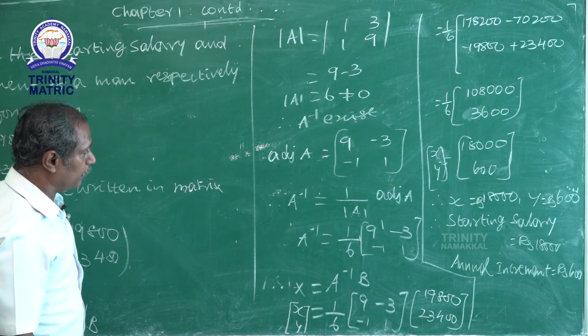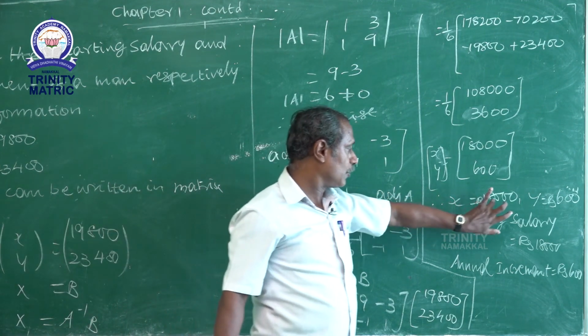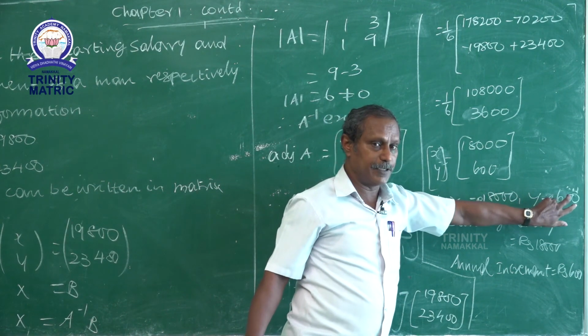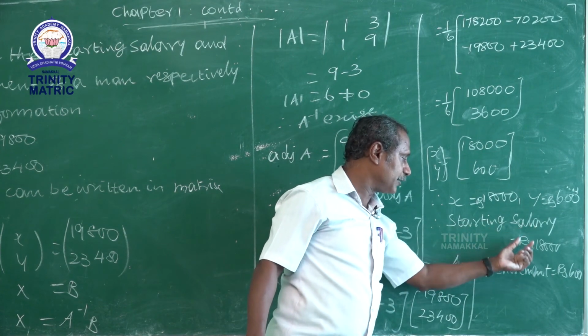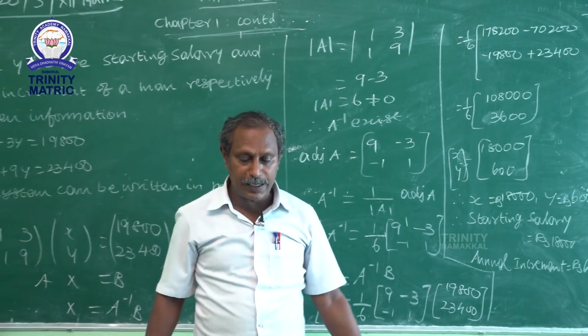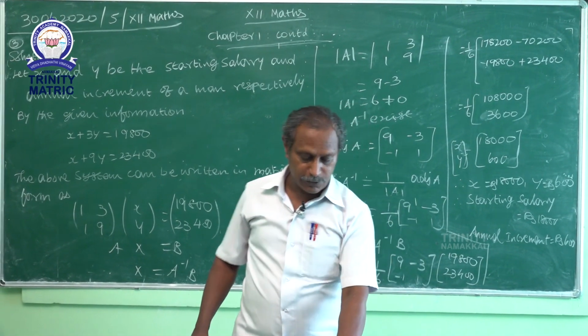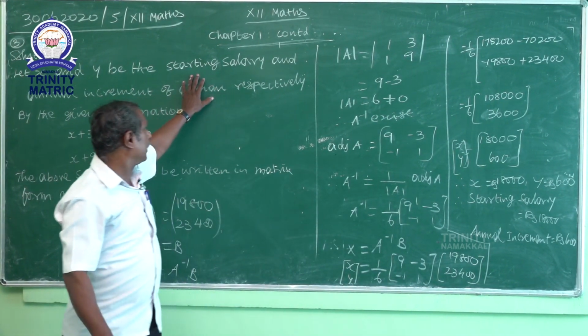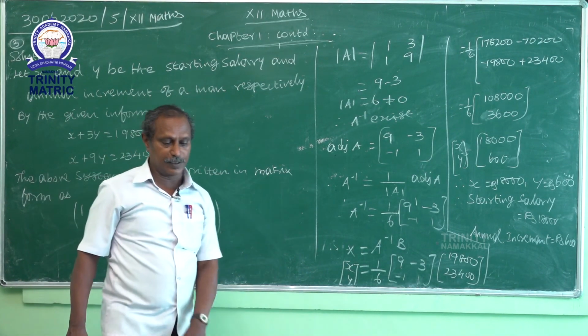Therefore, as salary is given in rupees, our x value is rupees 18,000 and y, the increment, is 600. Therefore the starting salary is rupees 18,000 and the annual increment is 600. In the same way, you will be able to do the remaining exams also. Instead of 2 variables, we can have 3 variables also. We will see that in the next session.